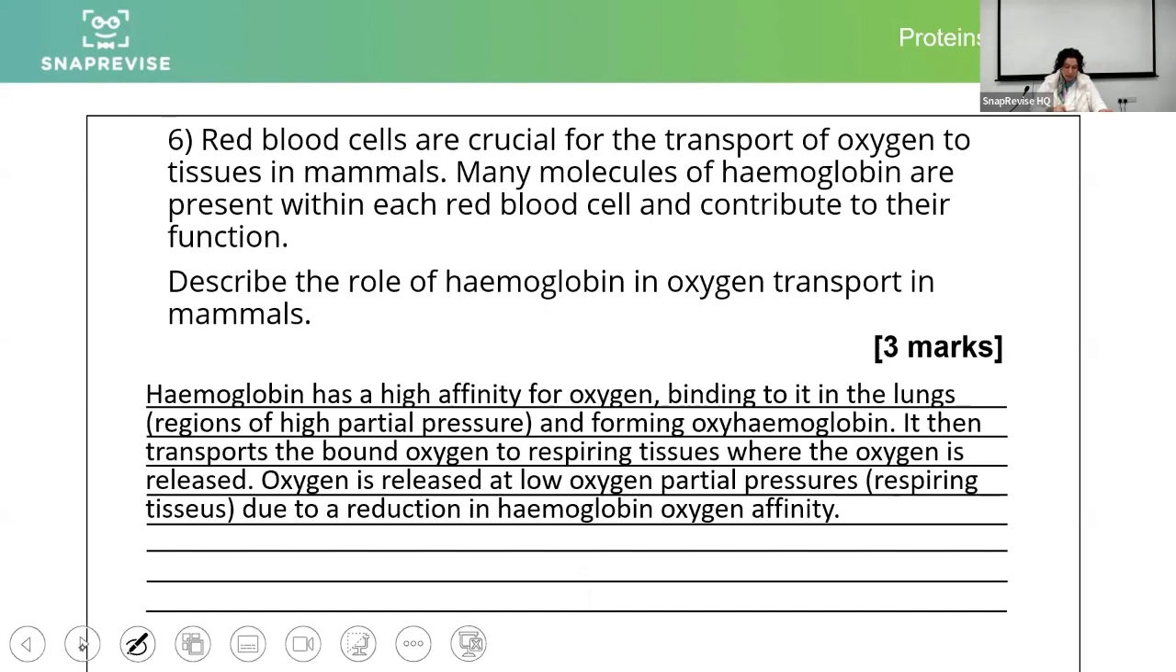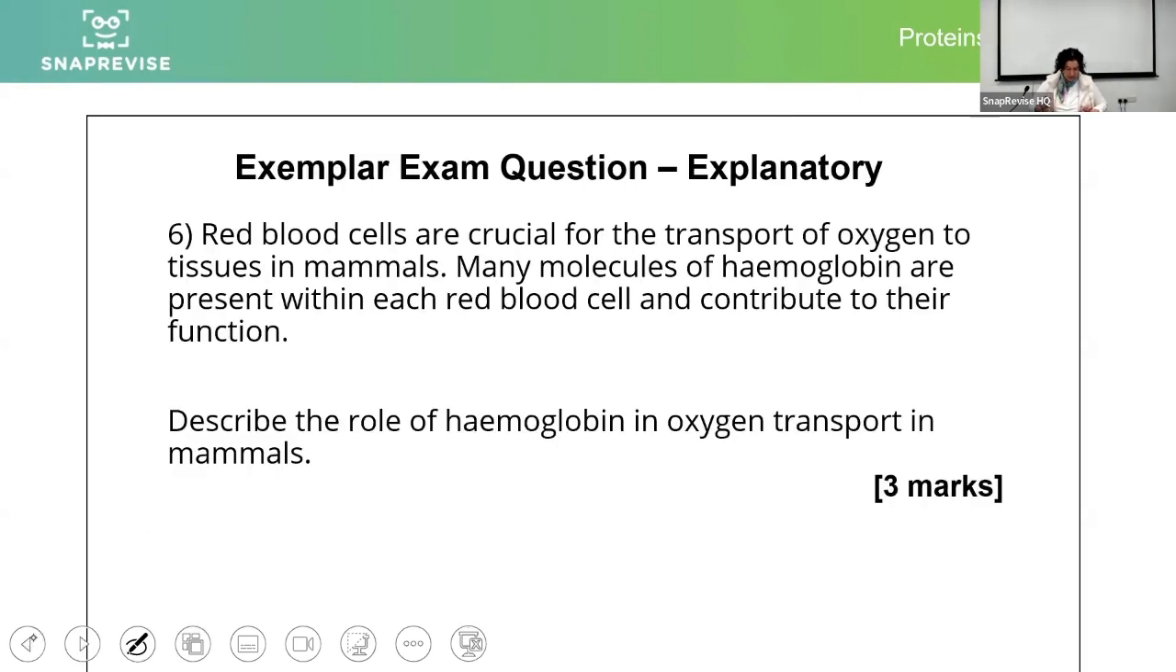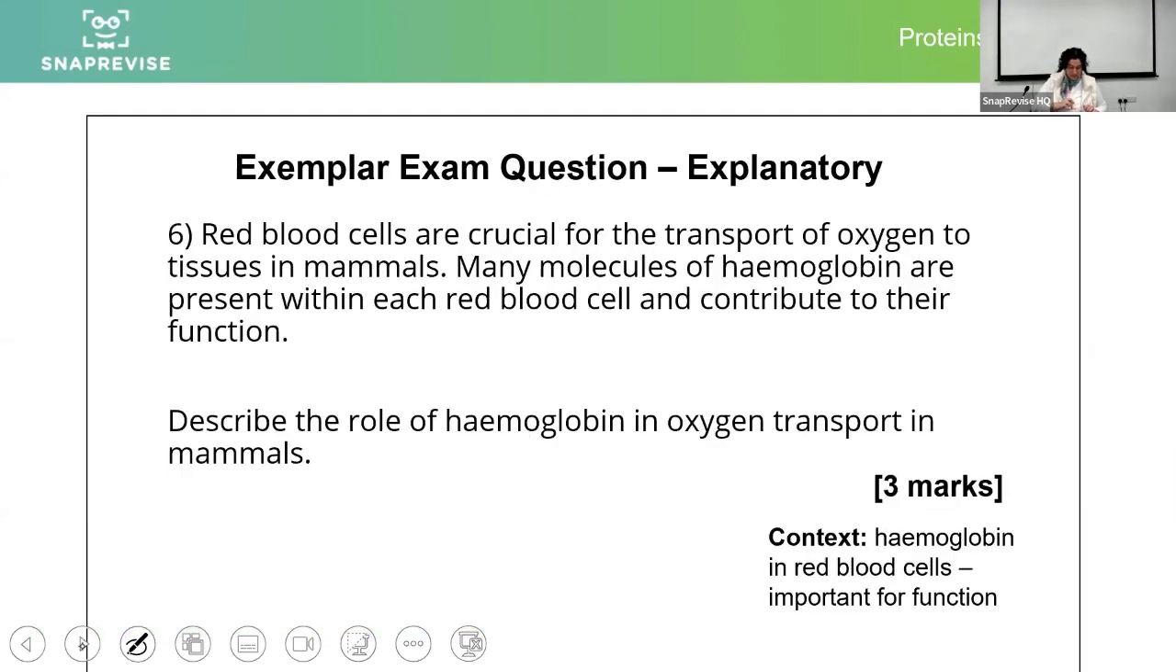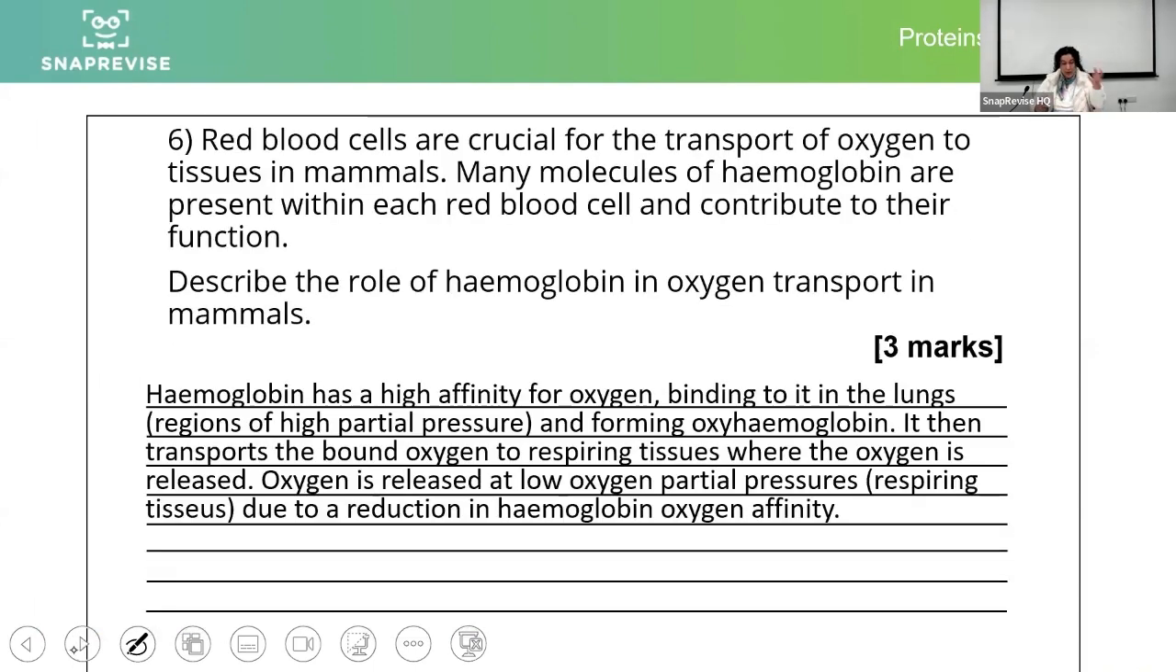So hemoglobin has a high affinity for oxygen when the oxygen partial pressure is high, meaning what? That when hemoglobin is at the lungs, it will bind oxygen in regions of high partial pressure of oxygen. Let me just relate it to the curve. So the top right-hand bit of the curve, with high partial pressures of oxygen, is where hemoglobin is going to have a high affinity for oxygen, and it forms oxyhemoglobin. So that's one mark.